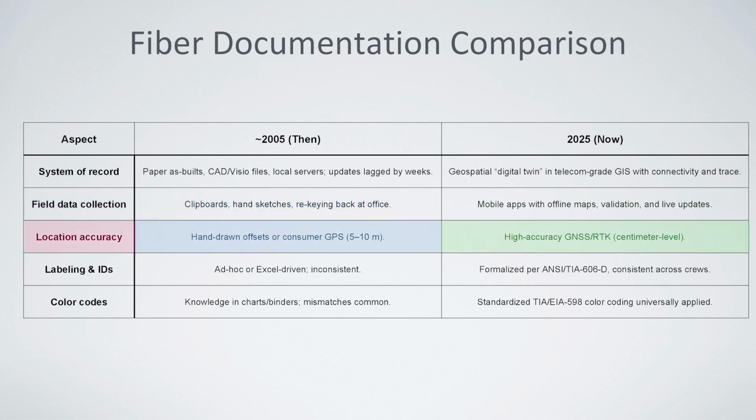GPS accuracy has improved dramatically, with crews using receivers capable of centimeter-level precision for locating handholds, closures, and splice points. Labeling follows standardized convention, ensuring every port, panel, and path can be traced consistently. Color coding is now standardized, eliminating confusion across the builds.